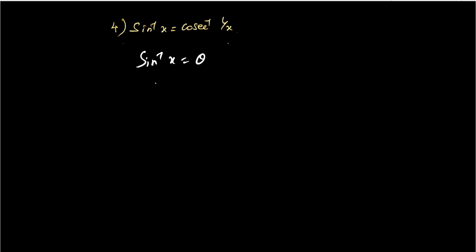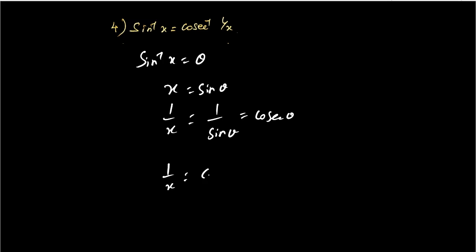If we bring this sin inverse here, it will become x is equal to sin theta. If you take reciprocal on both sides, it will become 1 by x equal to 1 by sin theta. 1 by sin theta is nothing but cosecant theta. So 1 by x equal to cosecant theta. So this cosecant if you bring here, cosecant inverse of 1 by x is equal to theta.